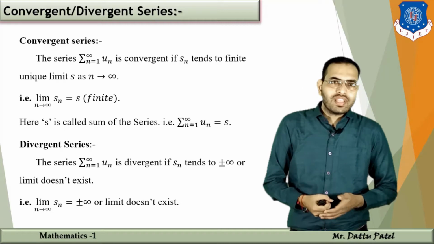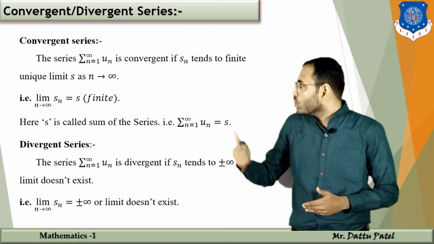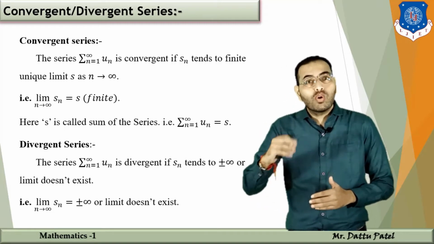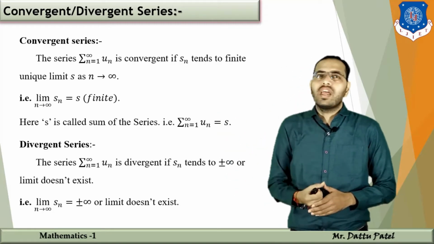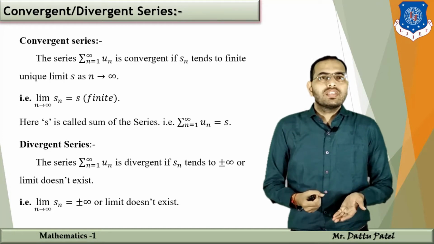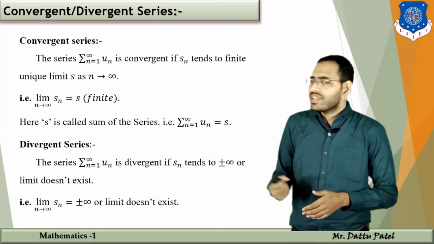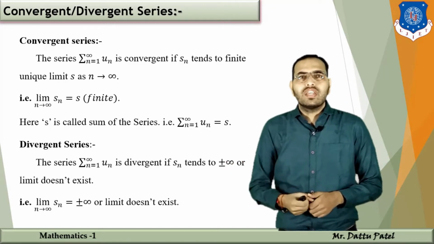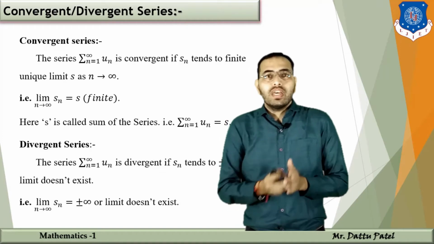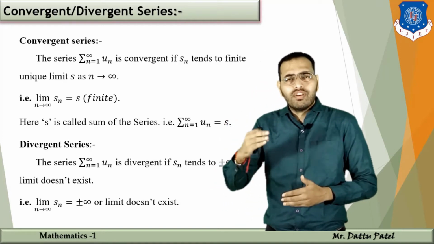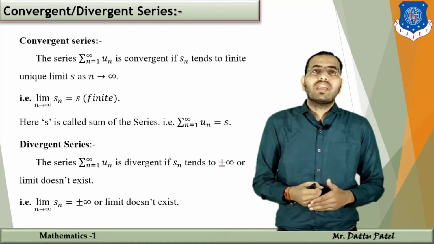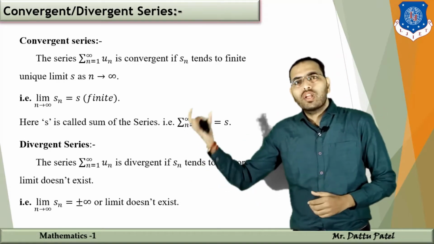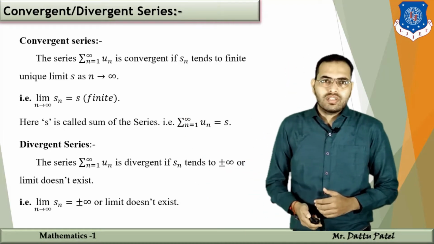Similarly, for a divergent series, if Sn tends to plus or minus infinity, or the limit does not exist, or there is more than one limit, then we can say that the given series sigma un is divergent. For example, limit n tends to infinity, Sn equals plus or minus infinity, or the limit does not exist, or there is more than one limit. If we have more than one limit of the series, then we say it is an oscillatory series. An oscillatory series is a particular form of divergence.